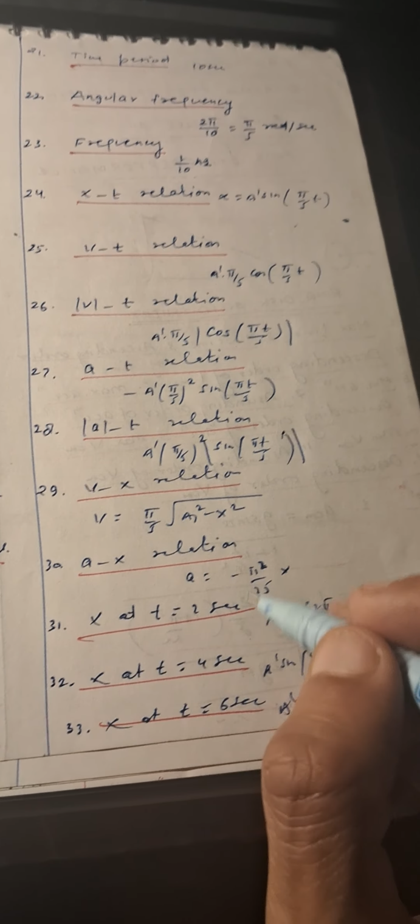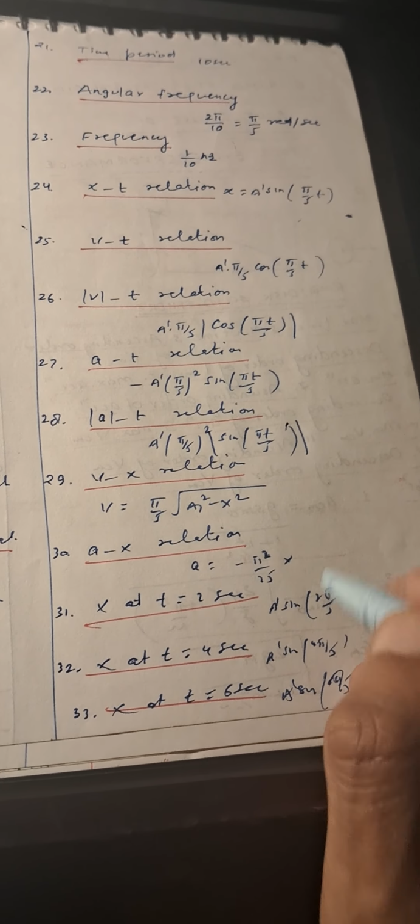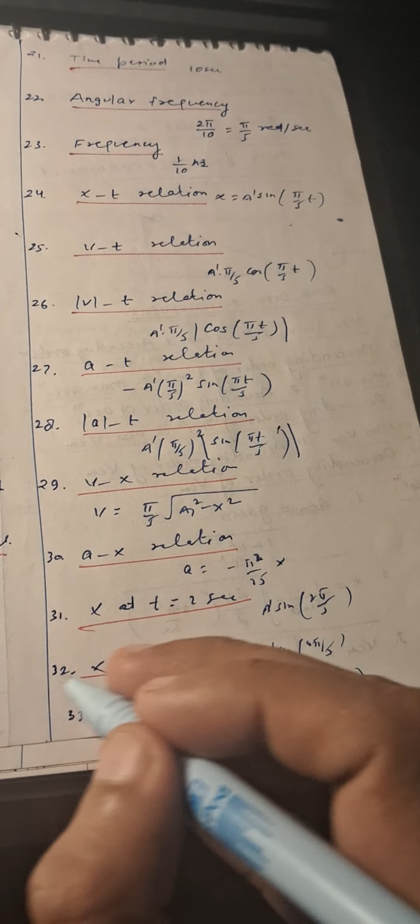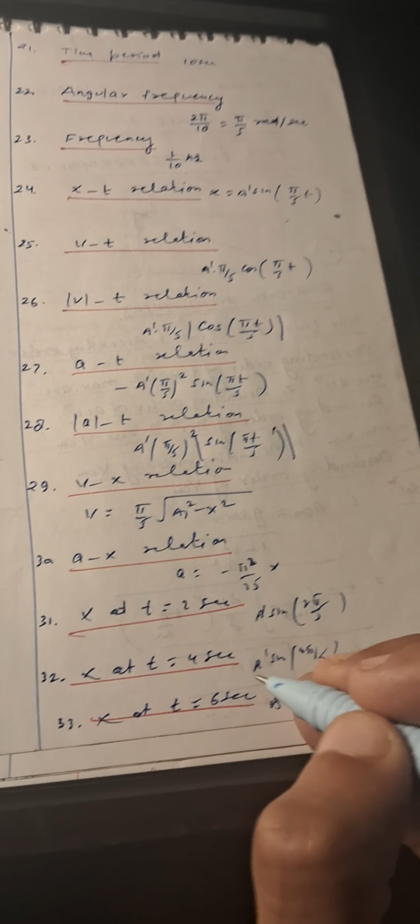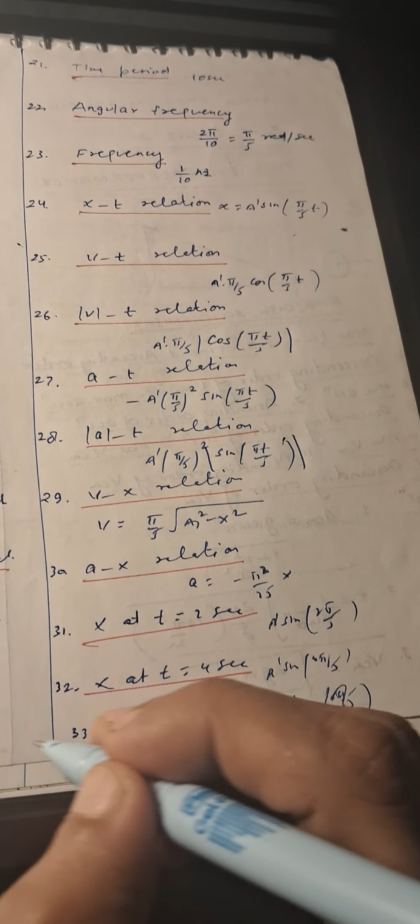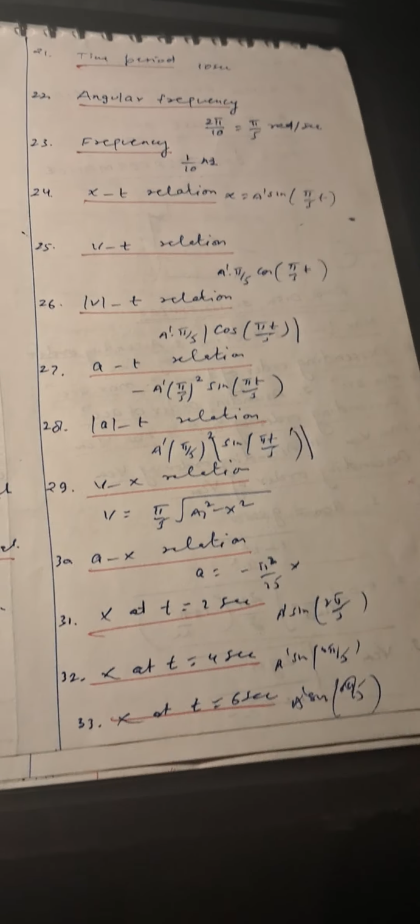Then we have the value of x at t equal to 2. That will be a dash sine 2 pi by 5, if we substitute t equal to 2. Then x at t equal to 4 is a dash sine 4 pi by 5, as we can solve here. Then x at t equal to 6, we have a dash sine 6 pi by 5.